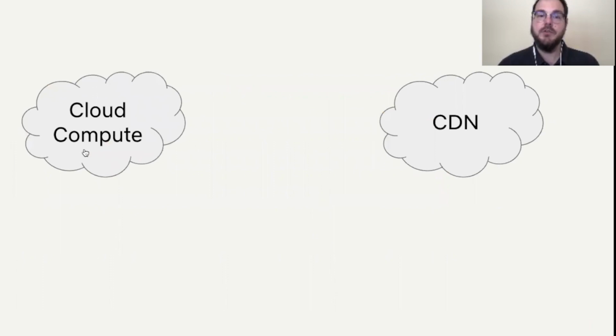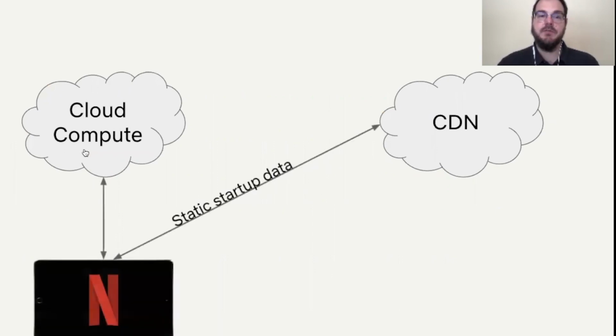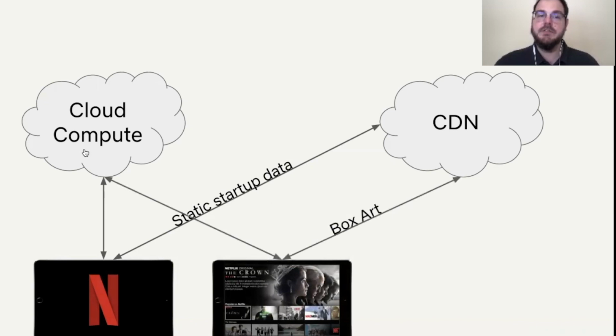Netflix applications use both cloud computing and assets from our CDN. And so let's talk a bit about the way that the clients use the CDN. And I'll give you some context about the way that our CDN is used. At startup, the application gets data from the cloud computing system, but it also loads some static data from the CDN. The application then uses the cloud computing system to get a list of movies to show, but it loads the box art, that is, the graphics associated with the title, from the CDN.